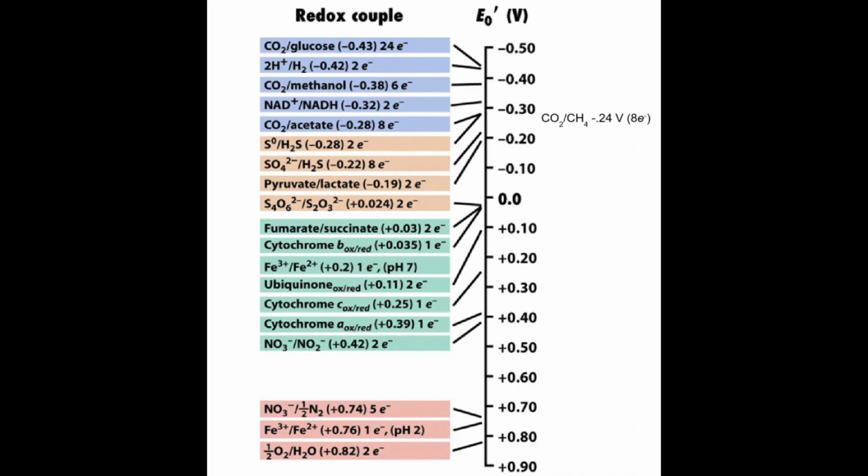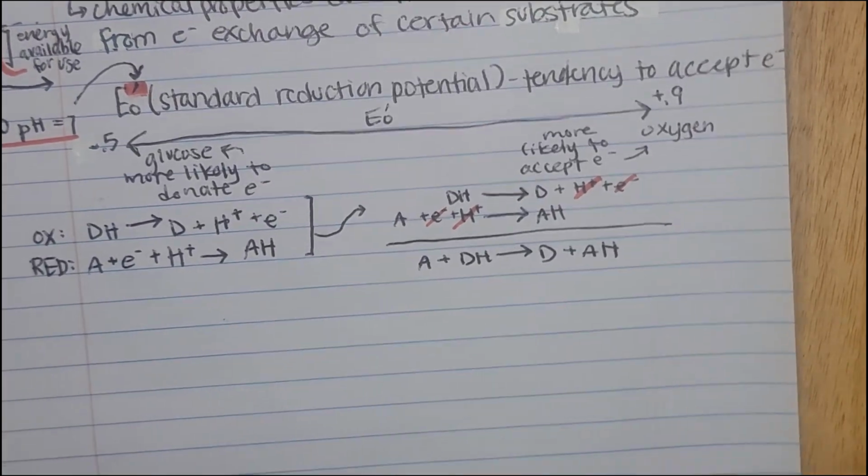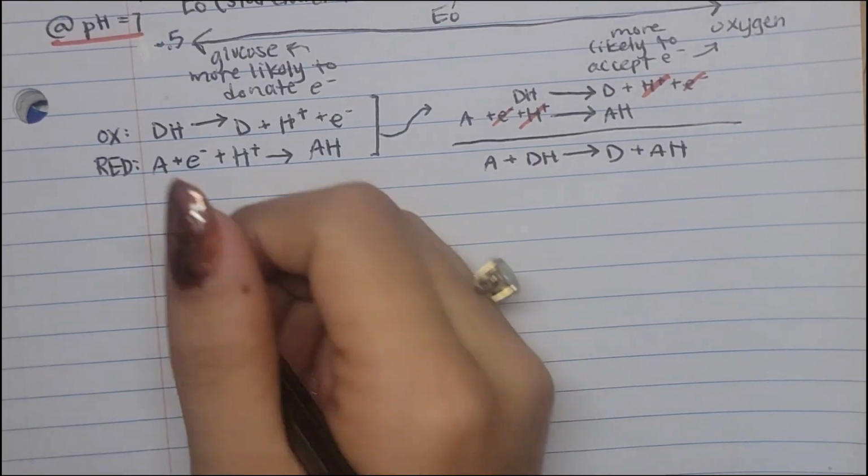Something high up on the table wants to give its electrons. So in a favorable reaction, it will react with something else on the table, and it will donate its electrons to something below it. So always the thing on the top of the table will donate its electrons to something below it.